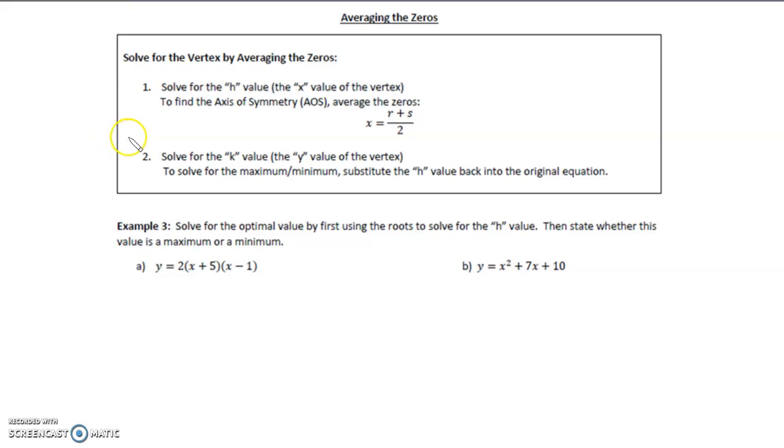Okay, another approach, averaging the zeros. So how we do that is we solve for the vertex by averaging the zeros. So let's solve for h, the h value, so the x value of the vertex. To find the axis of symmetry, we average out the zeros. Okay, so we add them and divide them by 2. Then what we do is we take that number, sub it back in, and we can solve for k.